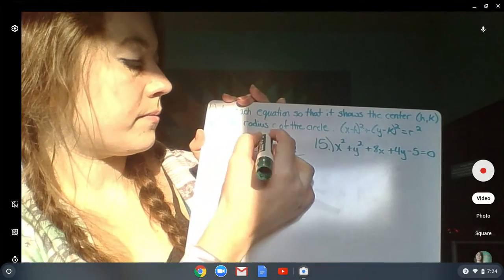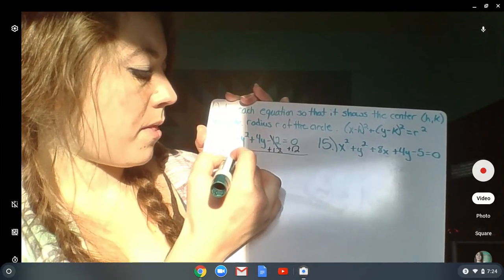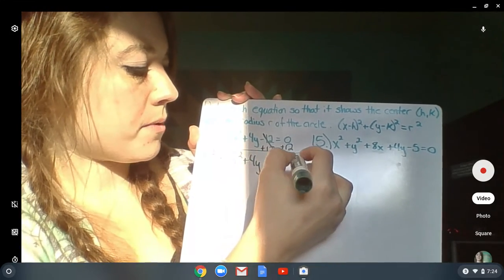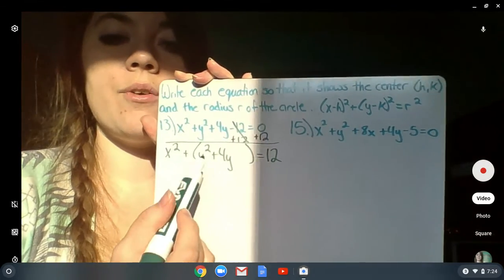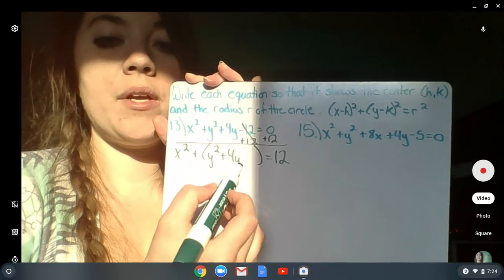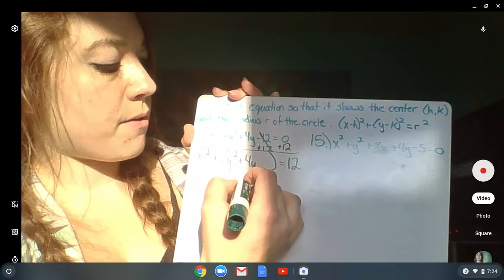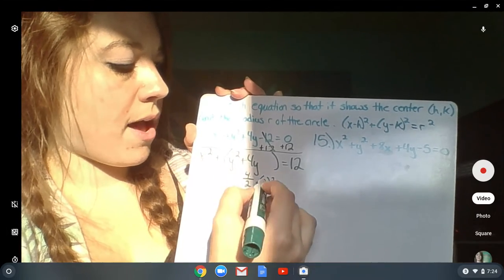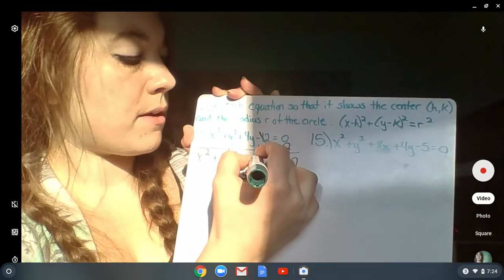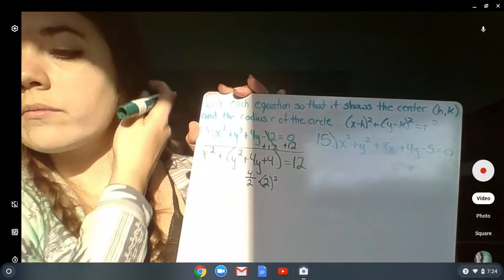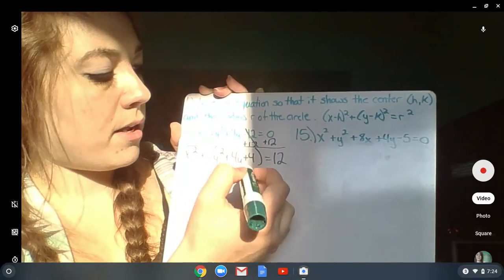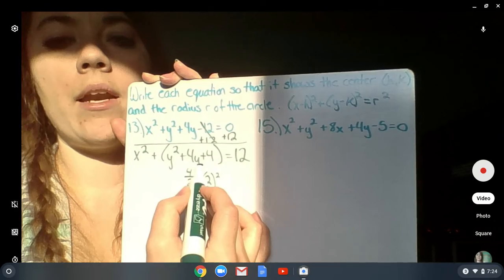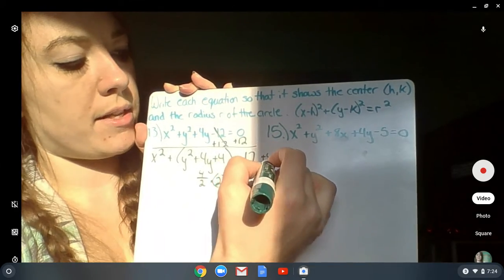So now we have x squared plus y squared plus 4y equals 12. Now, what we have to do is complete the square. So remember, completing the square, we take the middle number. So we're going to take 4 and divide it by 2. We get 2. And then we're going to square that. And 2 squared is 4. So we do plus 4. And because we added 4 here, we have to also add 4 to this side of the equal sign.